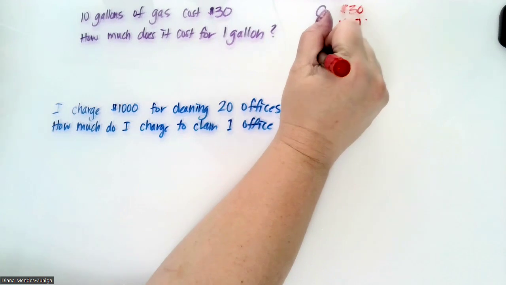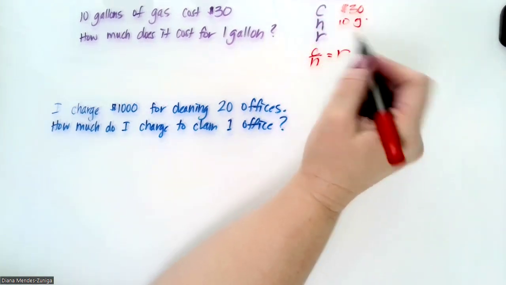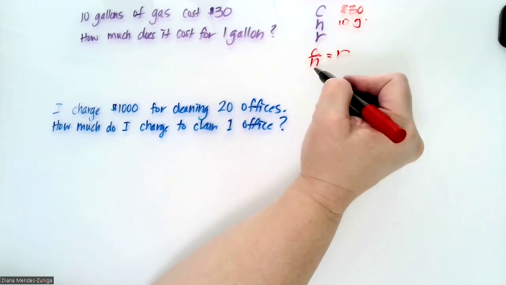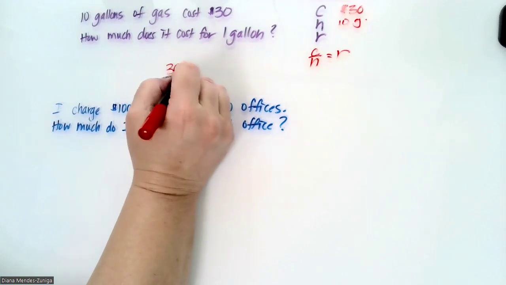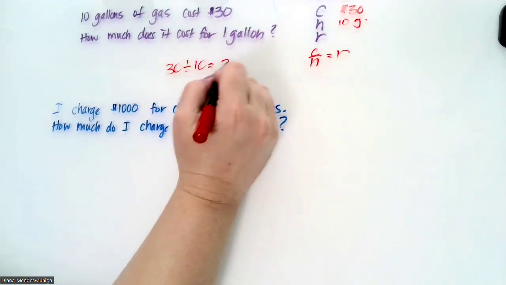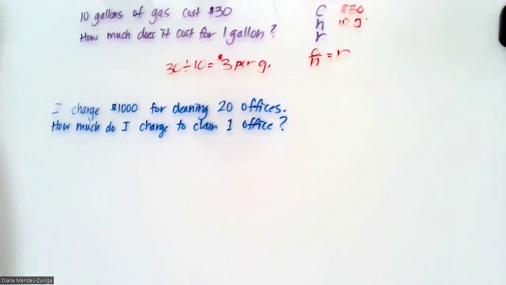To do this, we're going to use C over N equals the rate, because we know the total cost, we know the number of units, we don't know how much per. So this would be 30 divided by 10, which gives us $3 per gallon. In what state this is, I'm not sure, because it's more than $3 per gallon here in California right now. But this gives you an idea of how to figure that out.